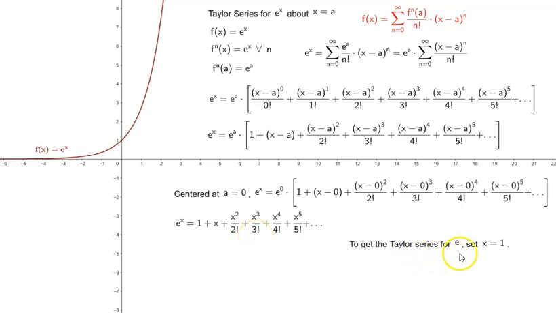To get the Taylor series for E itself, pretty straightforward, we make x equal to 1. So e to the power of 1 is E. So we substitute x with 1 throughout. We get E is equal to 1 plus 1 plus 1 by 2 factorial plus 1 by 3 factorial plus 1 by 4 factorial and so on. And since the first two terms are 1 and 1, we can add them. So E is equal to 2 plus 1 by 2 factorial plus 1 by 3 factorial and so on.